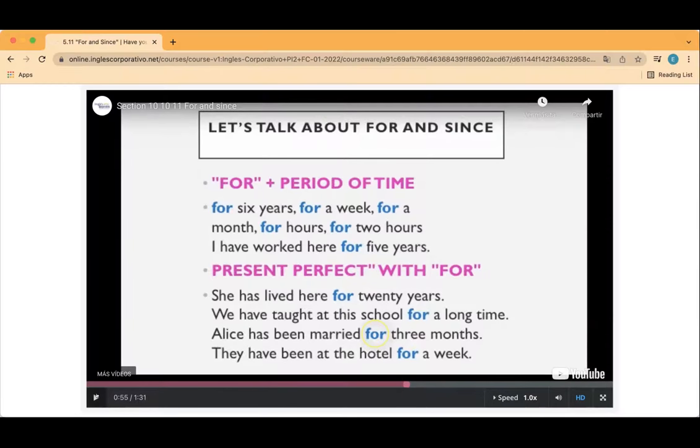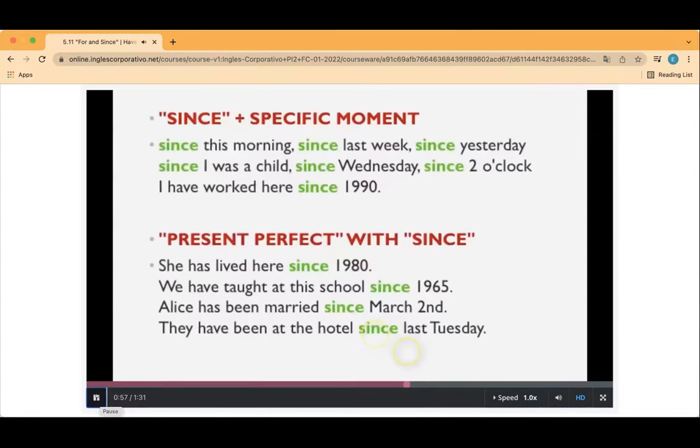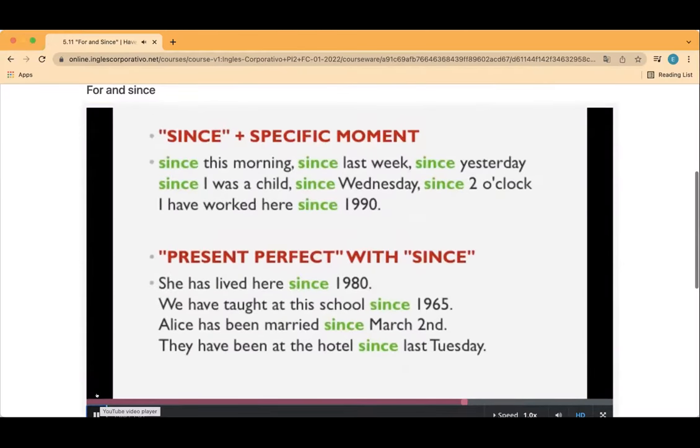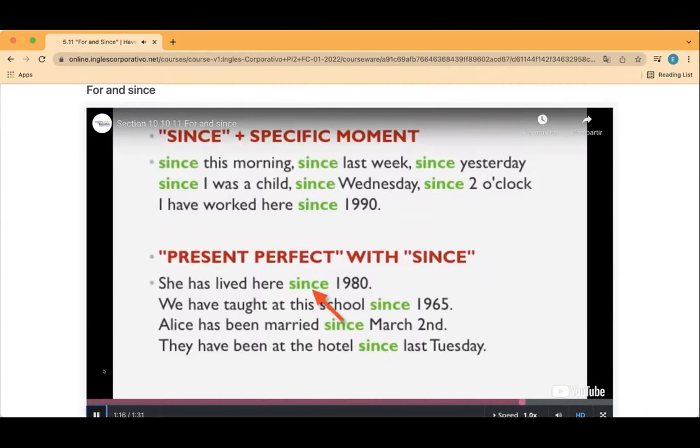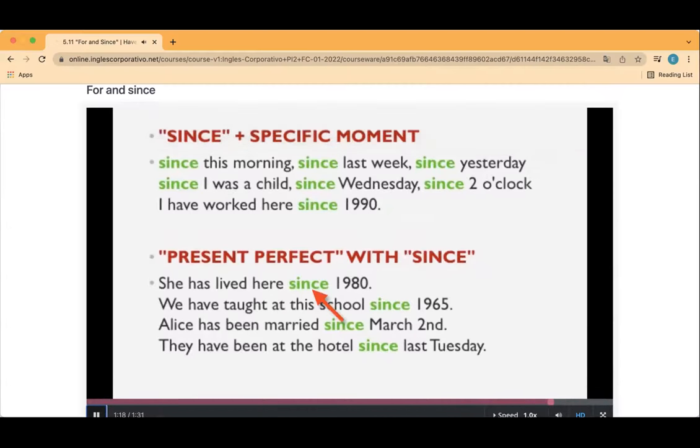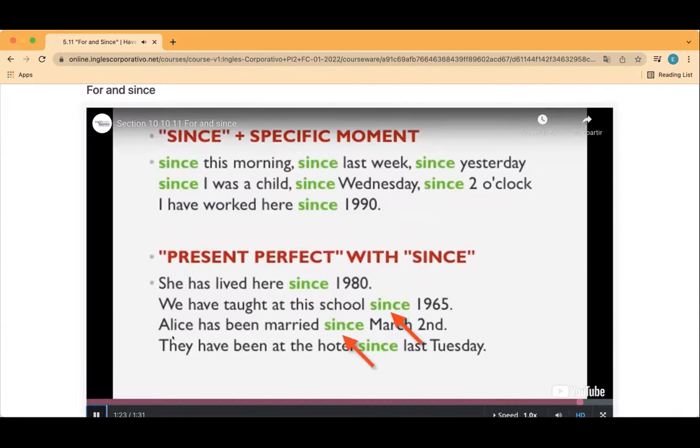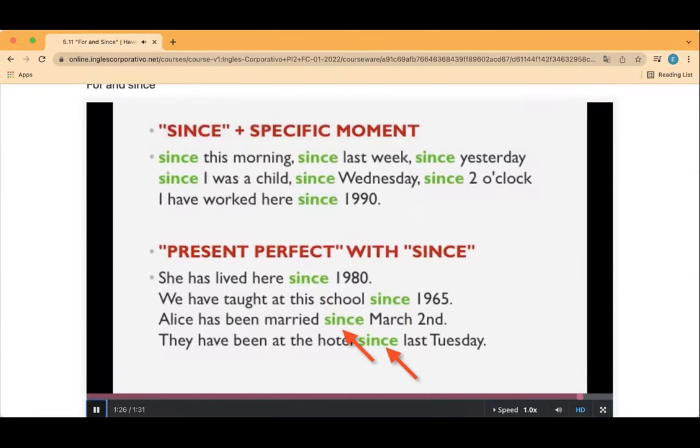Since plus a specific moment. Since this morning, since last week, since yesterday, since I was a child, since Wednesday, since 2 o'clock. I have worked here since 1990. Present perfect with since. She has lived here since 1980. We have taught at this school since 1965. Alice has been married since March 2nd. They have been at the hotel since last Tuesday.